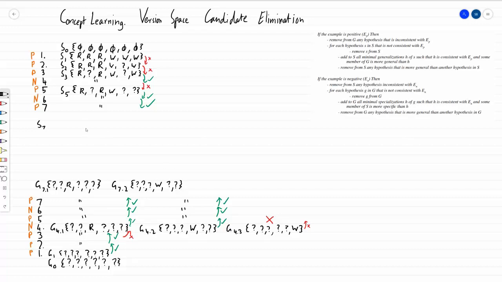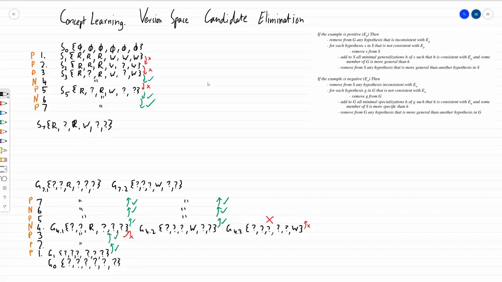So I'm sorry if there's an error in here somewhere. There's a lot of different values I'm having to write out. Red, question mark, red, white, question mark, question mark. Okay.